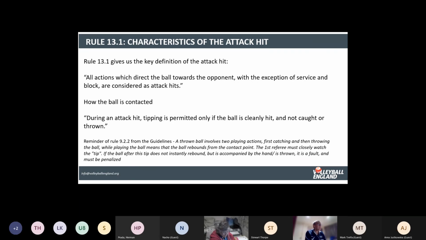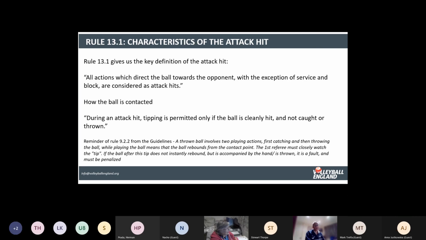And it goes on to tell us about how the ball is contacted. During an attack hit, tipping is permitted only if the ball is cleanly hit and not caught or thrown. And if we remember from Rule 9.2.2 from the guidelines, they talk about the thrown ball involving 2 playing actions, the catch and then the throw. And the guidelines go on to say that the first referee must watch the tip closely to ensure that it's an instant rebound and that the ball is not accompanied by the hand or thrown, which is a fault and must be penalised.